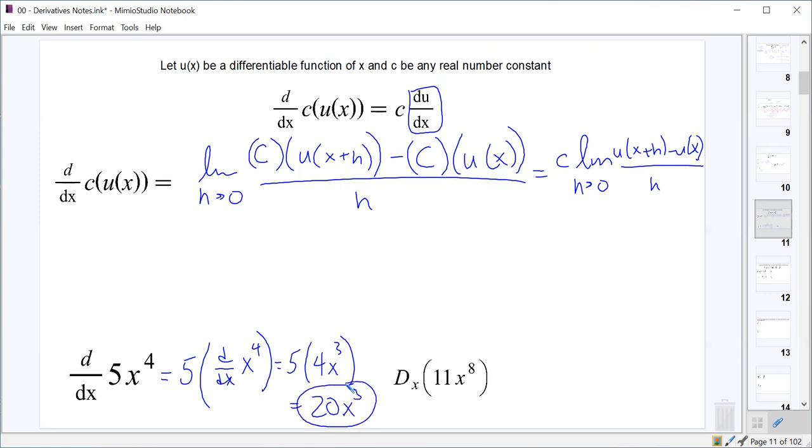And again, you don't need to write all these steps. You should just be able to look at this and say, oh, I need to multiply that power by that coefficient. That gives me the 20. And then I drop my power by 1. For this next one, this notation, capital D with the subscript x, just means the derivative with respect to x of 11x to the 8th. So we'll do the same thing. We'll multiply the 8 by the 11 to get 88. And then we'll drop the power by 1.